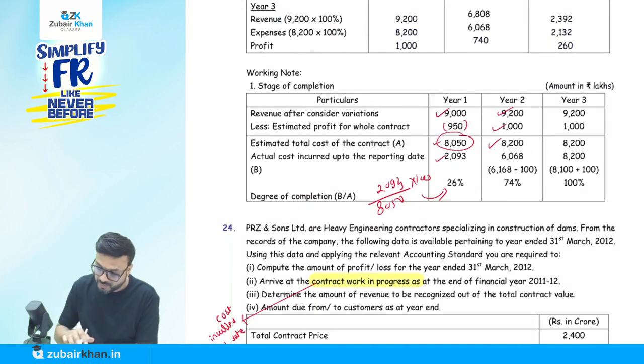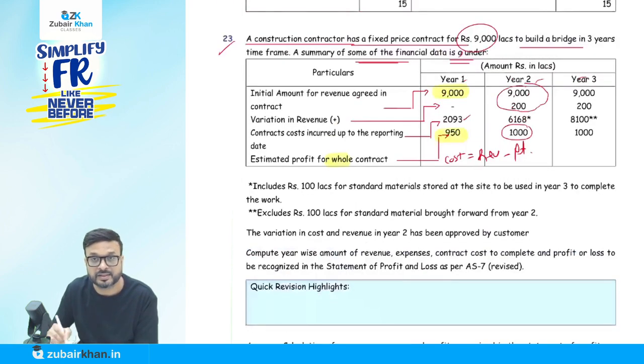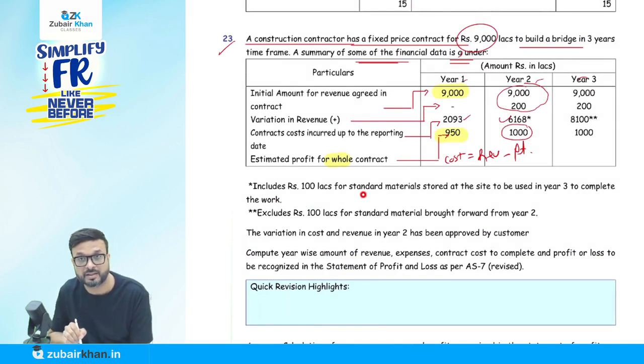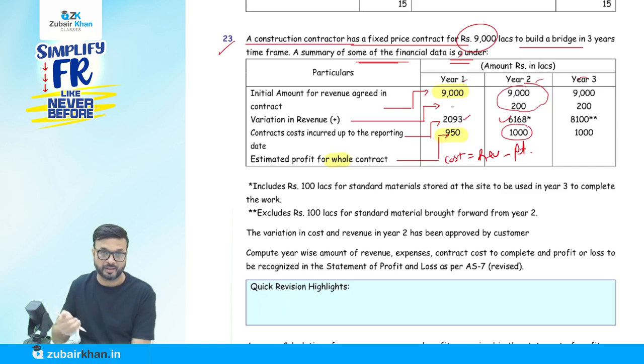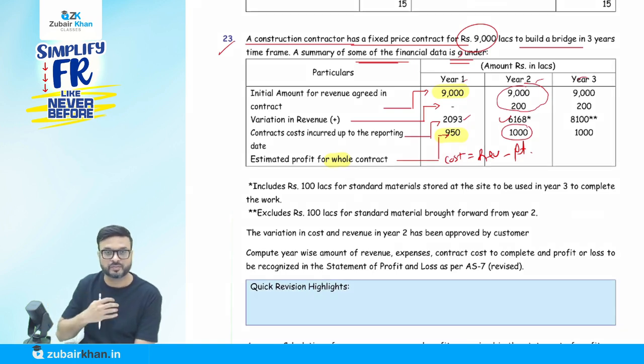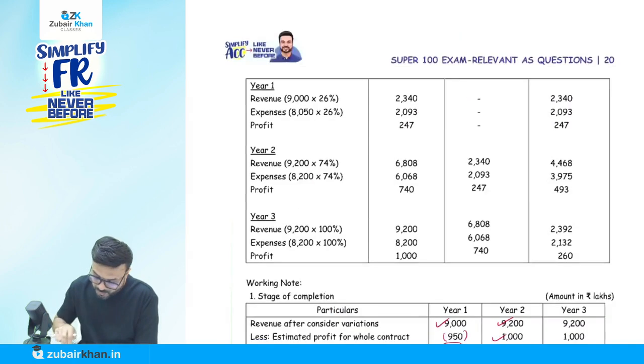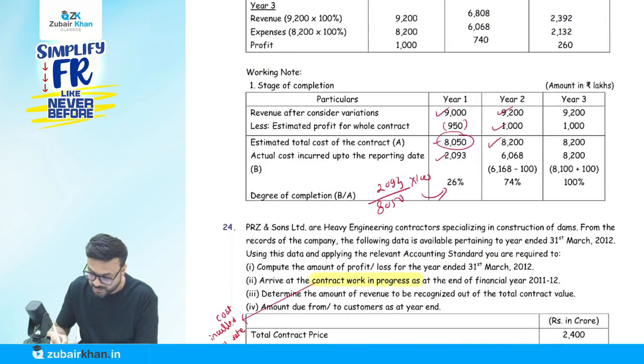But how much cost have we incurred till the second year? 6,168. But it is mentioned with a star: include rupees 100 lakhs for standard material stored at the site to be used in the third year. It is unused material, so that is not a cost for the second year. We are going to use it in the third year, so that will be part of the third year. That's why we deducted it from the cost incurred: 6,168 minus 100 comes to 6,068. So I will calculate now: 6,068 divided by 8,200, multiplied by 100.